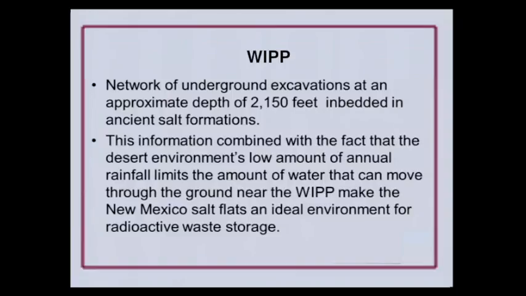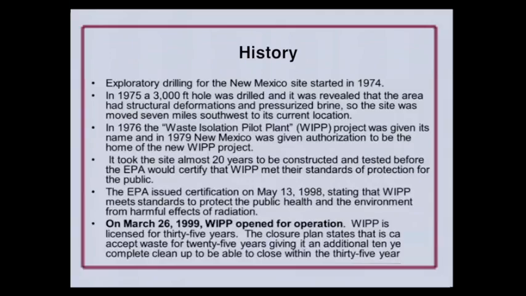And this slide here, I'm not going to read it. You can come back and read this. This kind of gives you the history of it, what took so long. It took 20 years to construct it and test it before the EPA finally said that it could be used. It opened in March of 1999, taking the first shipment, and the shipments have been going there basically ever since. It's supposed to have a 35-year life with a 10-year closure window. We get 10 years to restore it and close it with specific requirements for the closing.